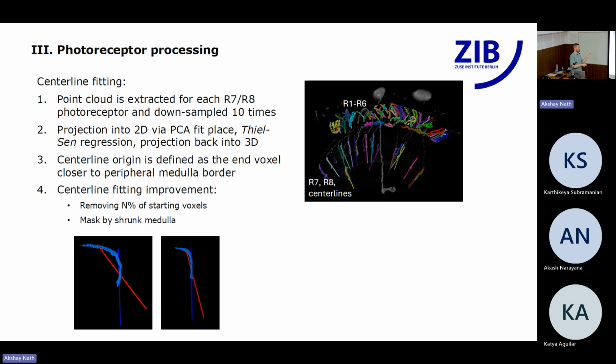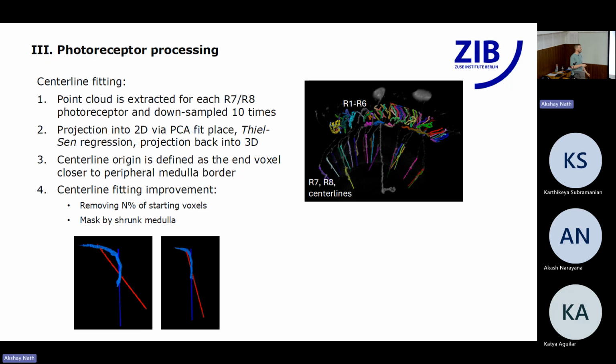Because of this columnar structure, just a line is a good approximation. So we decided to fit lines in each of those photoreceptors. So how do we do it? For each photoreceptor, we extract a point cloud, which is 10 times downsampled just for performance reasons. And then we project these points for each photoreceptor into 2D.